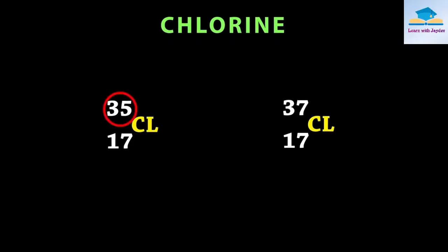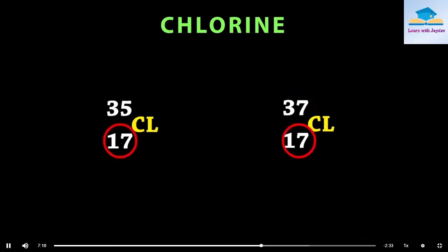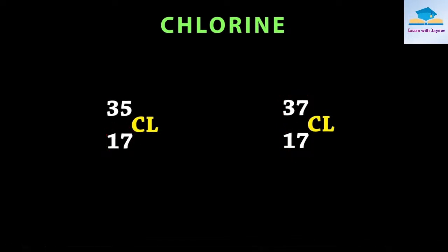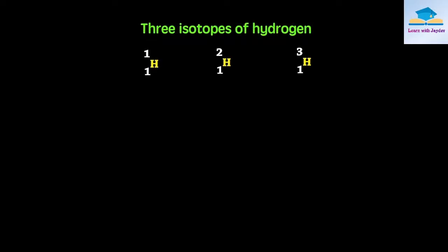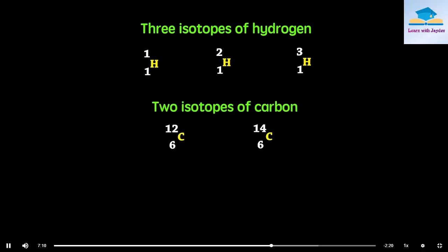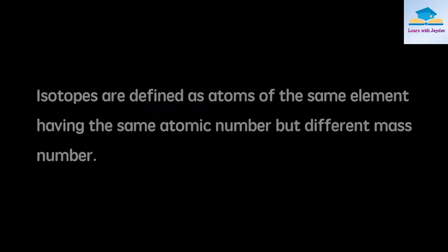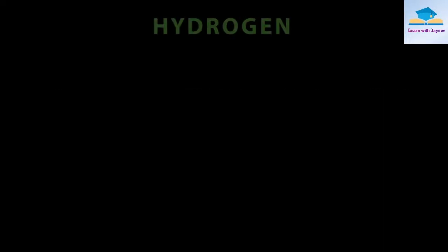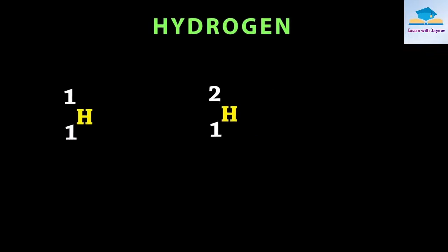Similarly, for chlorine, we have. So, on the basis of these examples, we can say that there are 3 isotopes of hydrogen, 2 isotopes of carbon, and 2 for chlorine. That is, isotopes are defined as atoms of the same element having the same atomic number but different mass numbers. The chemical properties of isotopes are similar, but the physical properties are different.